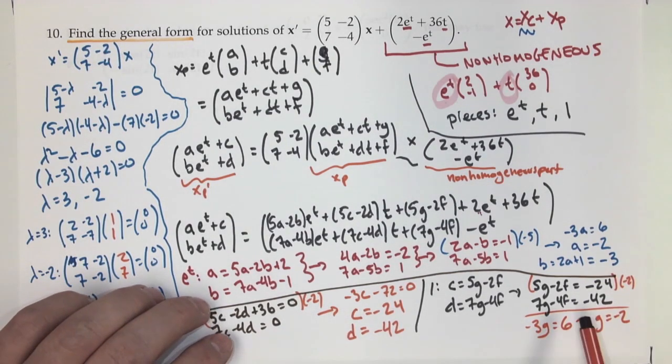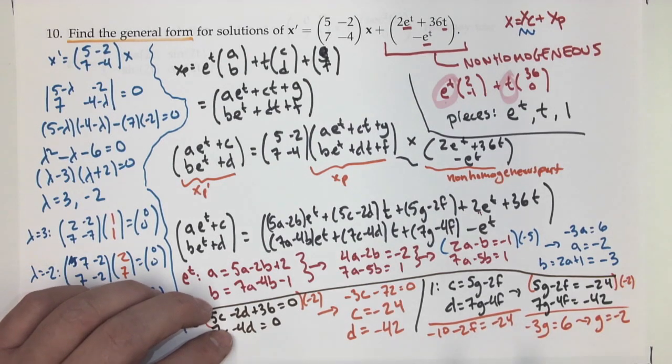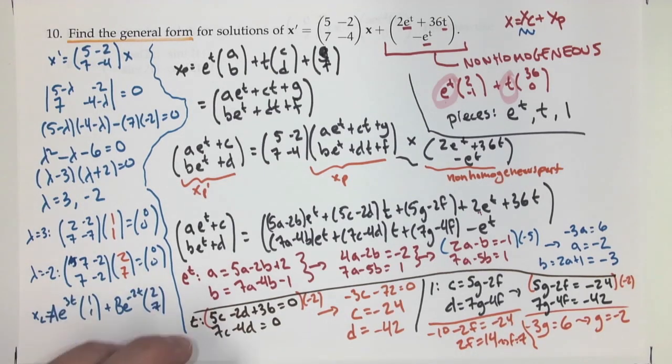Now we plug in g equals negative 2. It doesn't matter where. Let's suppose we plug it into the first one. You get minus 10 minus 2f equals minus 24. I know there's a lot of minuses there, but if we add 24 to both sides, add 2f to both sides, we'll get that 2f is equal to 14. So what is f? f is 7. Okay. Now, we've done everything except leave ourselves enough space to write down the answer. I hate when that happens.